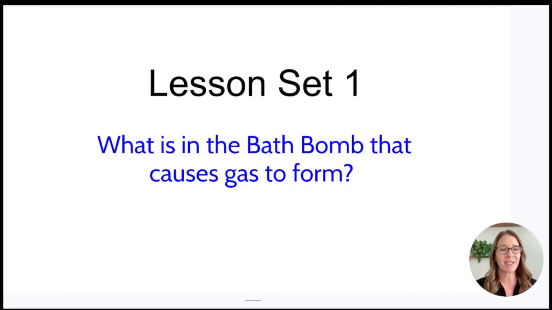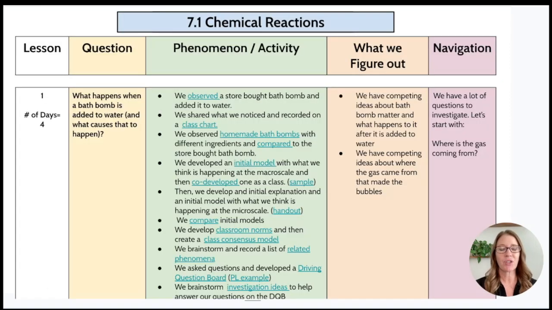So let's dig into lesson set 1. We're going to start with lesson 1, which is the anchoring phenomenon routine. And you will see that this looks very similar to the storyline that was created by OpenSciEd. We still have the number of days that will take, but often, to be quite honest, it takes longer than the suggested number of days.